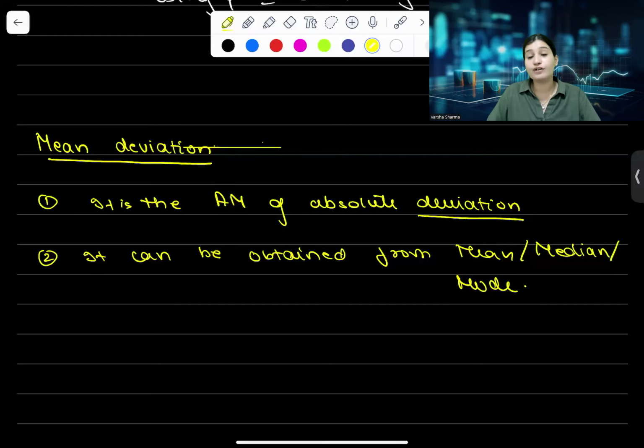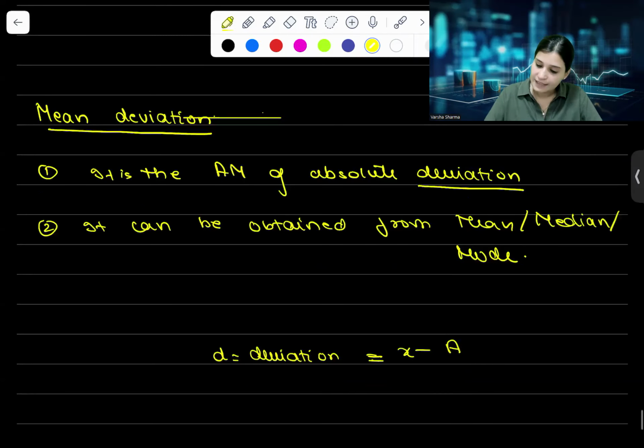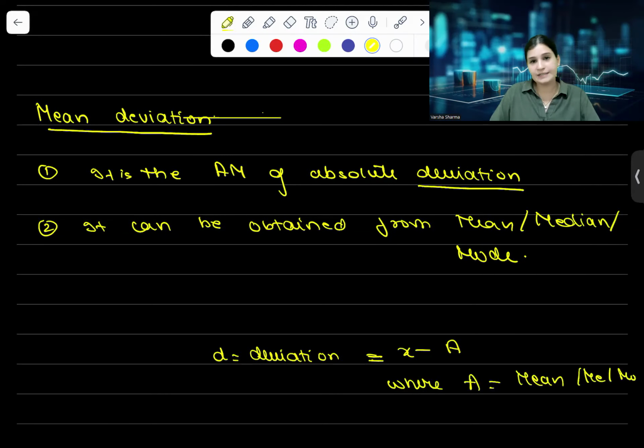Deviation is another word for difference. So we first find out deviation. D is the deviation or difference. So this is x minus something. X is all the values that are given in the question. A can be anything. A can be mean, it can be median, it can be mode. It can be any value, right? The question will tell you. If they don't tell you anything, find from mean.